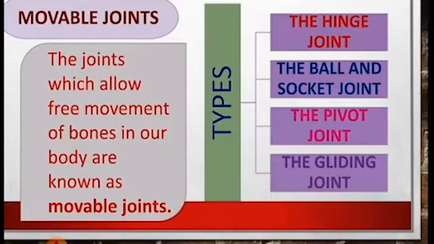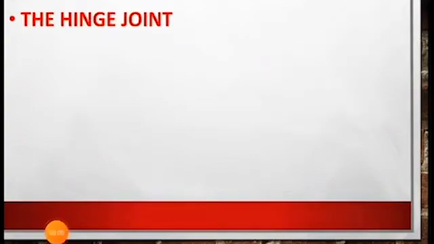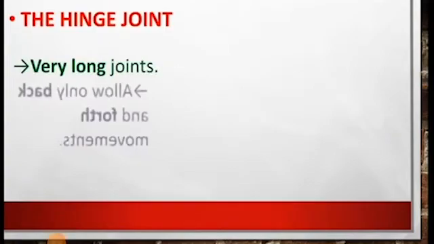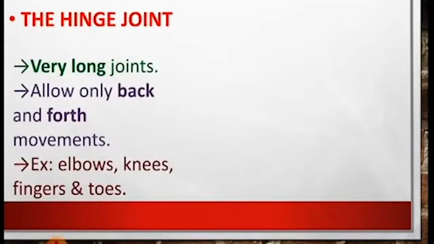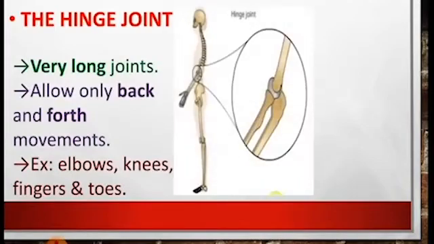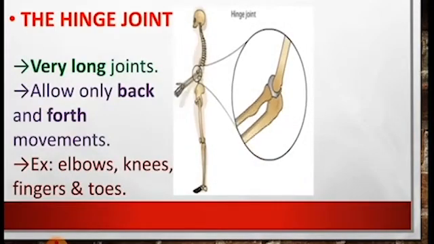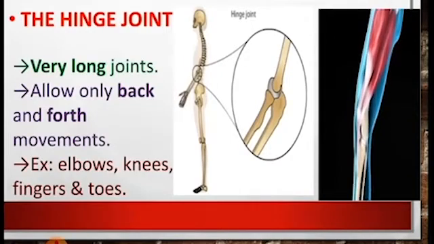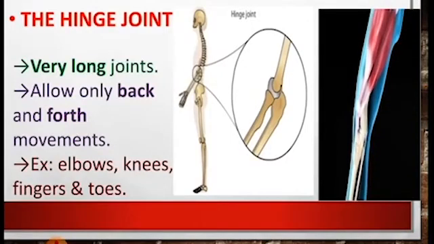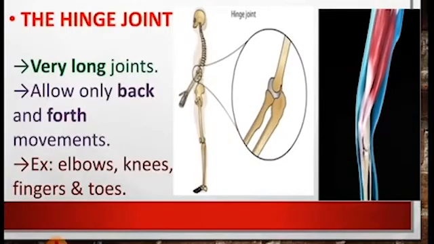Let us see each of them in detail. The hinge joint. Children, have you ever seen hinges in doors of your houses? How does it move? The hinge joint shows the movement exactly like that, in a back and forth direction. The elbows, knees, fingers and toes have this type of joint.